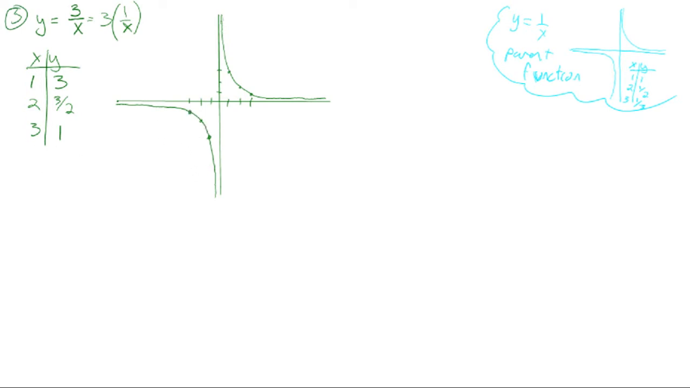And let's put 1 over x on here. We got 1, 1, 2 and 1/2, 3 and 1/3. So that original graph, the parent function, is 1 over x. It looks like this. So this green one is just taller than this original function of y equals 1 over x.